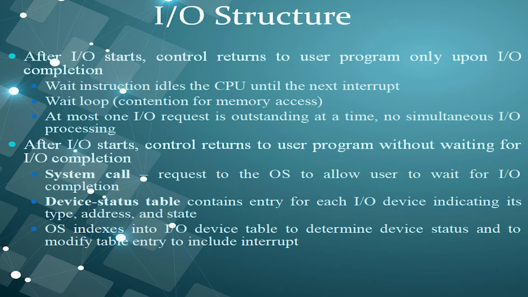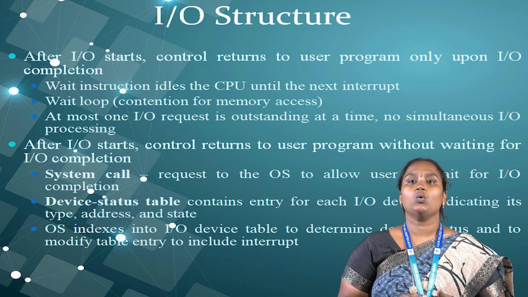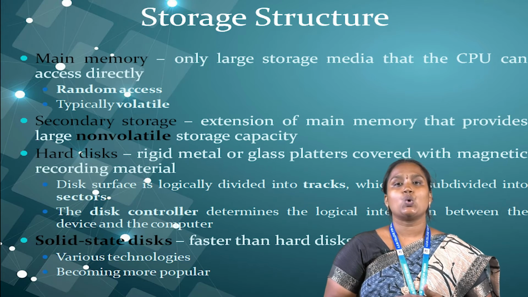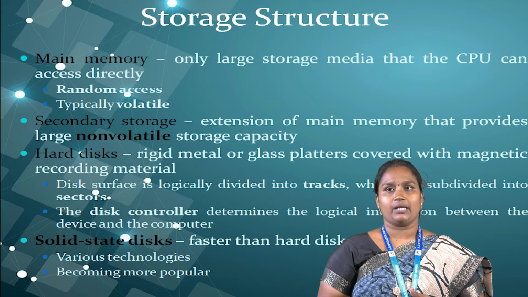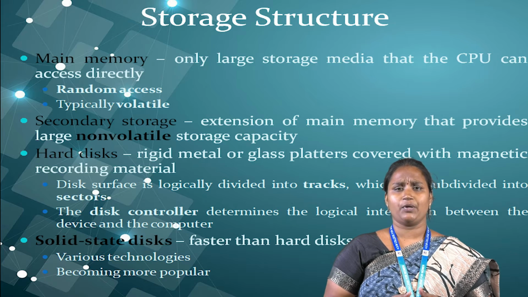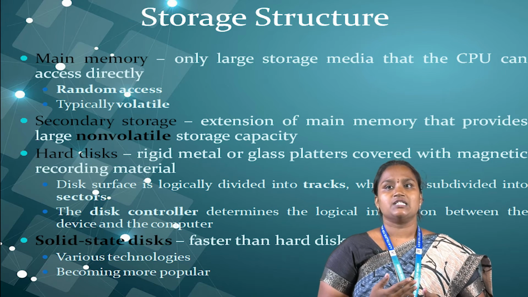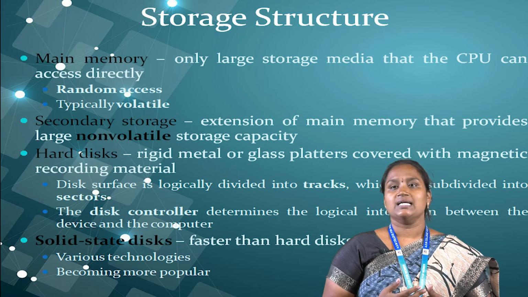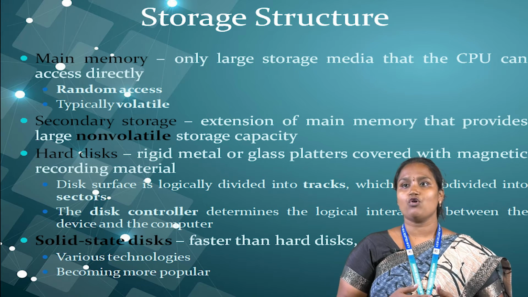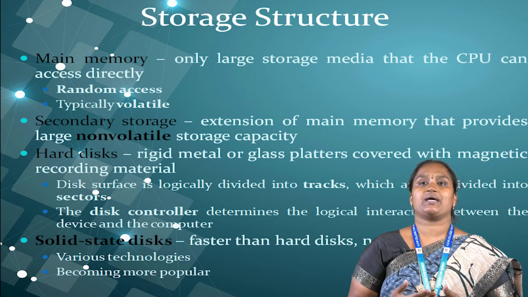The operating system indexes into the input-output devices table to determine device status and to modify the table entry to include the interrupt. Storage structures. Main memory is the only large storage medium that the CPU can access directly. It is random access memory, typically volatile. Secondary storage is an extension of main memory that provides large non-volatile storage capacity.